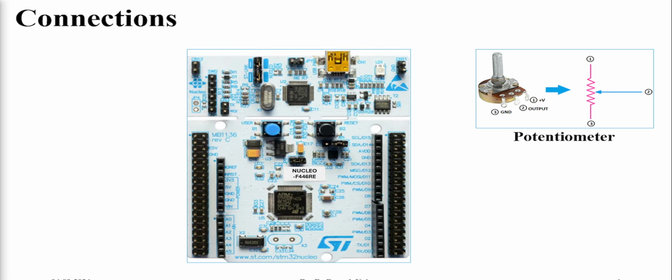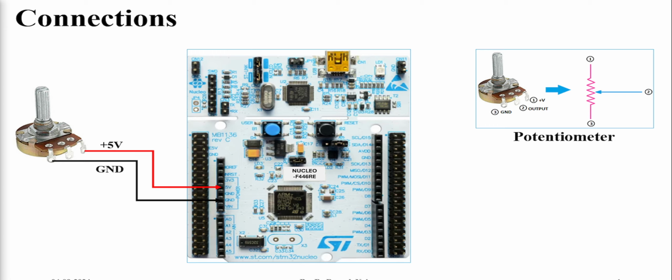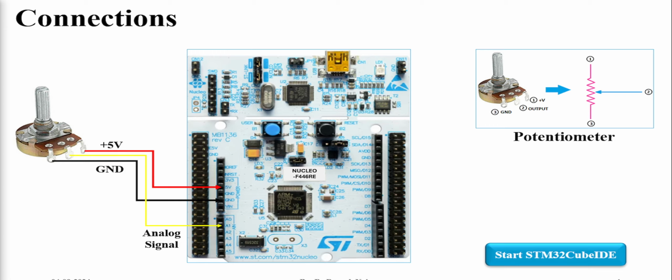To connect with the board, we will be using the Nucleo F446RE microcontroller board, and the connection will be made as shown in the presentation. So plus 5 volt from the board will be connected to leg number 1. Ground will be connected to leg number 3, and the A1 pin will be connected to the center pin, or output pin, of the potentiometer that will receive the analog signal.